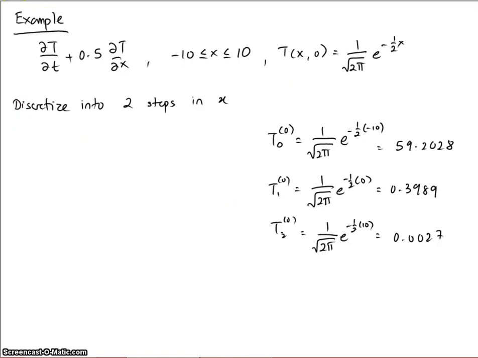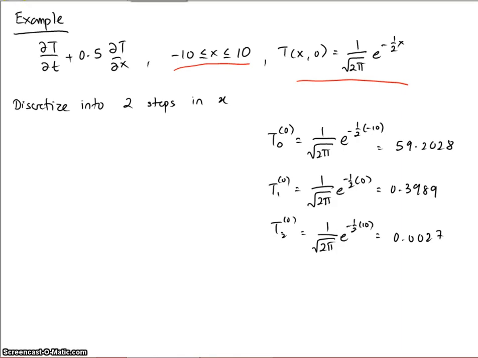Now, suppose that you want to solve a simple example. Let's say you have dT/dt plus 0.5 dT/dx, and the solution domain is valid from minus 10 to 10, and you're given the initial condition of this. So forget first about the boundary condition. If you're going to solve this, you need boundary conditions as well. But I'm just showing you this example to illustrate how we can actually apply this FTCS scheme.